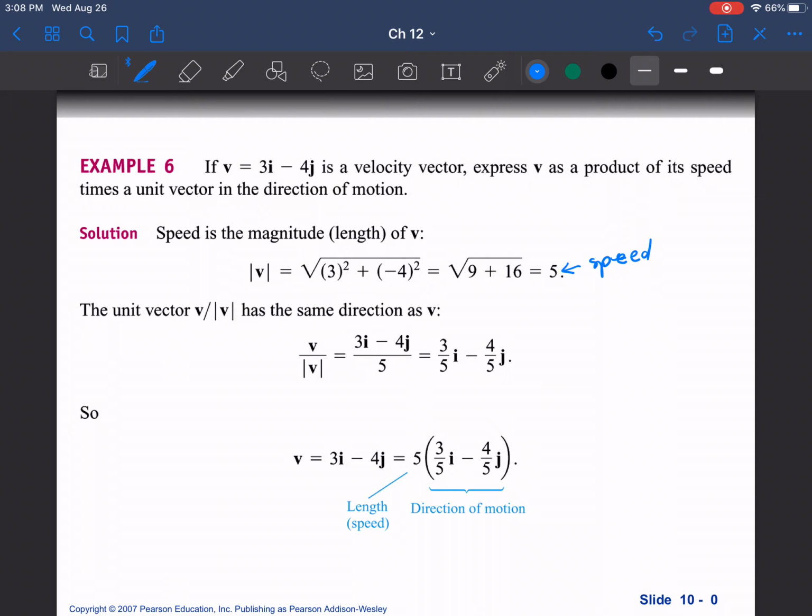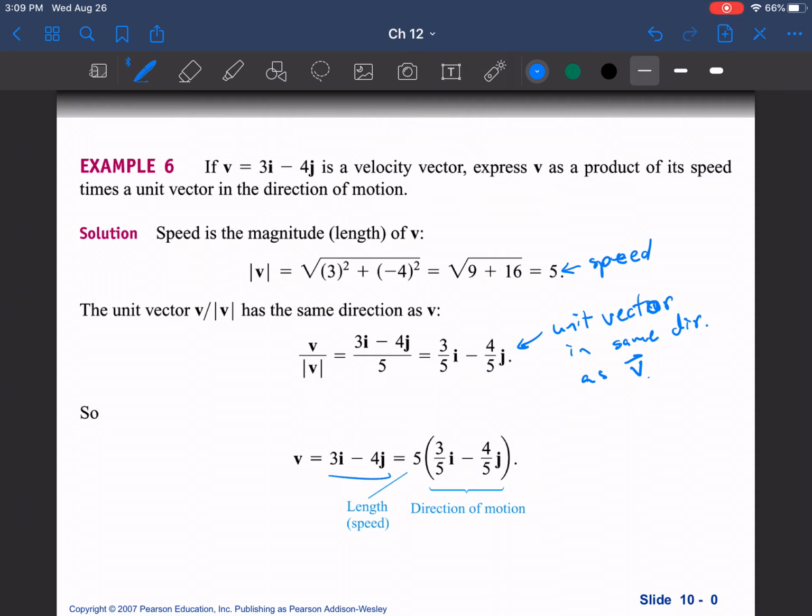And then what we need to find is a unit vector that points in the direction. So this right here is a unit vector in the same direction as the v vector. And then after you have that unit vector, it's simply a matter of putting it back together, right? Like we saw a few pages ago. So the unit vector times its length gives you back the vector.